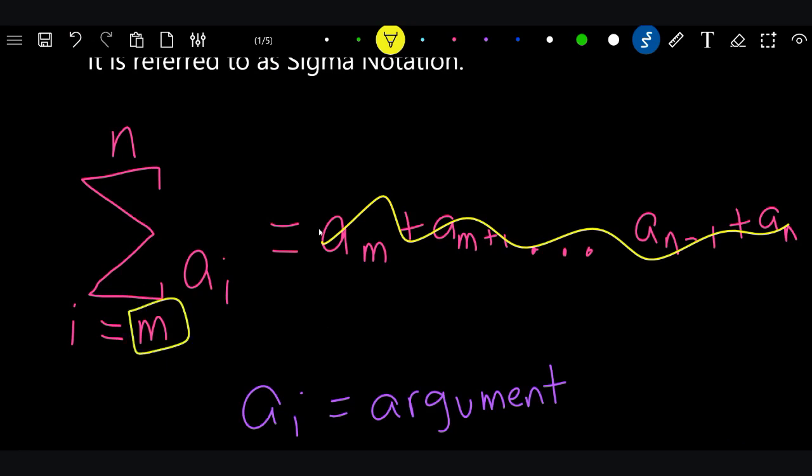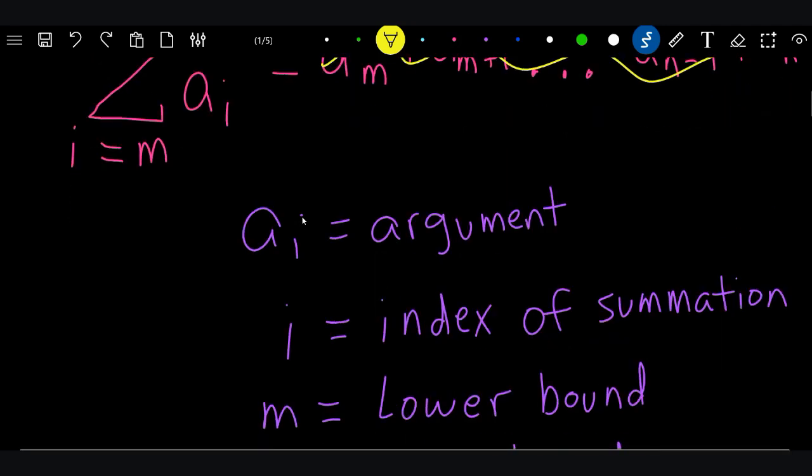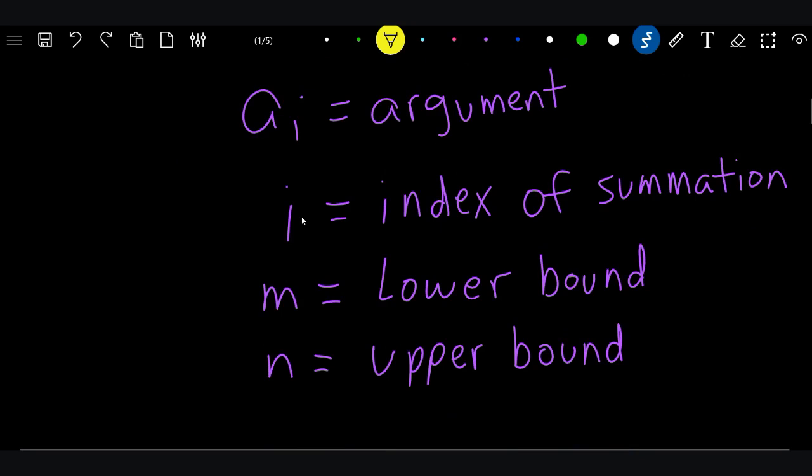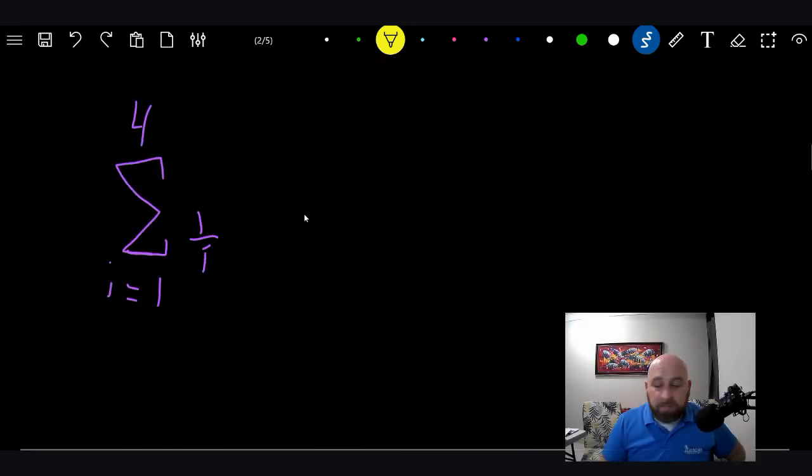Because the M is on the lower part of the sigma, the N is on the upper part of the sigma. That should make sense to you, okay? So those are the pieces of the sigma notation. And again, if you don't understand any of that, if it sounds like a foreign language to you, it's okay for right now.